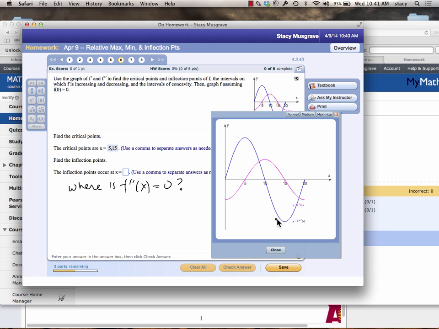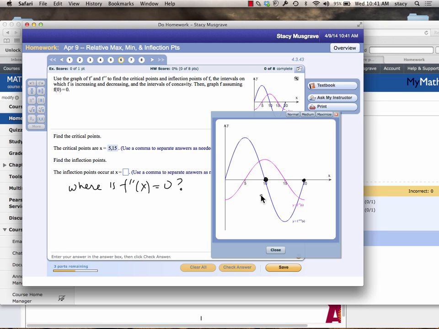So now I want to look at the blue graph. The blue graph is 0. It looks like it could be 0 at 0, but it's kind of hard to tell. I think it's a little bit above it, but definitely at 10 and also at 20, right?